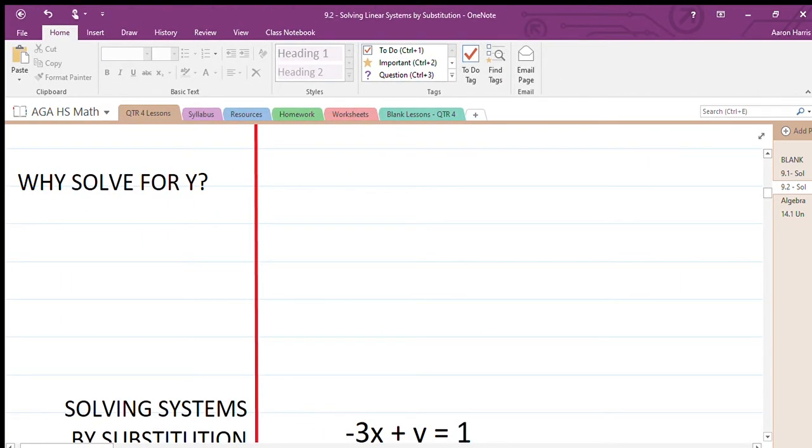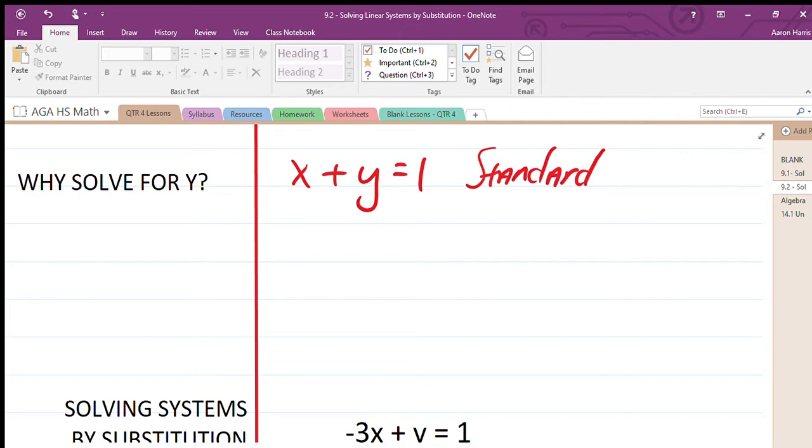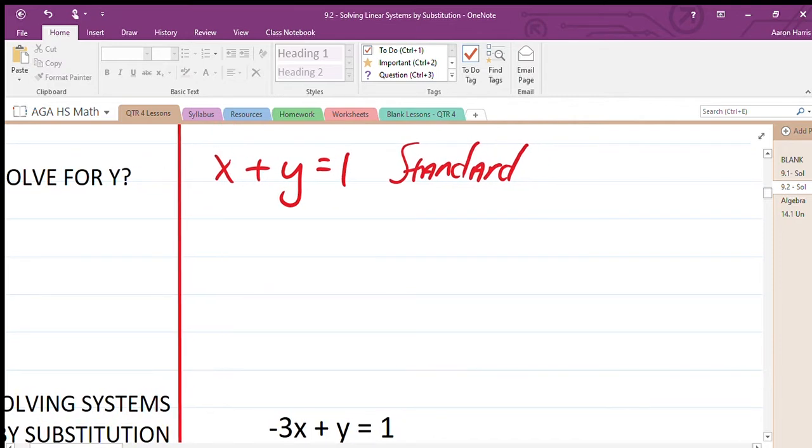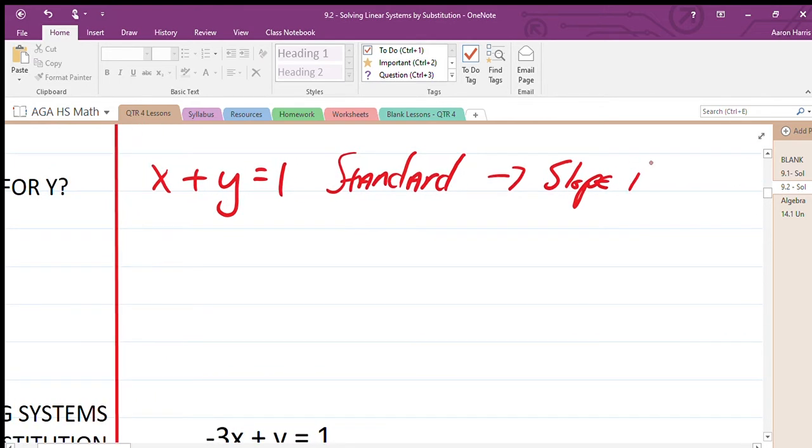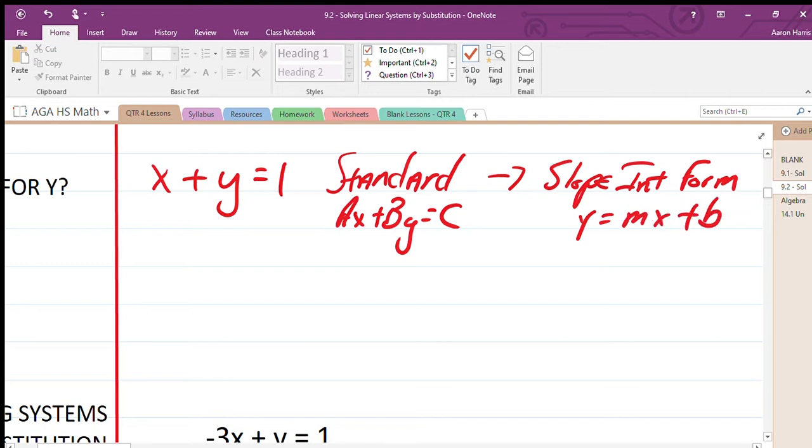Okay. Why solve for y? Well, you have x plus y is equal to 1. What is that? Standard form. In standard form, are you able to graph with ease? No. In standard form, are you able to see what the slope is with ease? No. So if we solve for y, what format do we get in? Well, we can change standard form to what? Slope-intercept form. And you're probably saying, so what? Who cares? If standard form is ax plus by is equal to c, why does y equals mx plus b make it better for me?